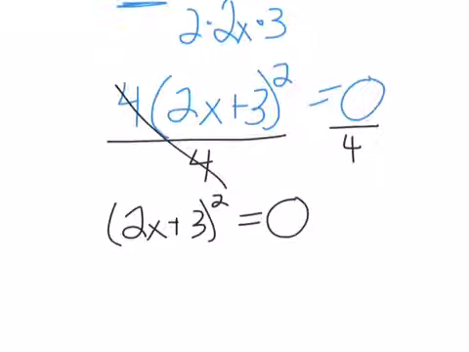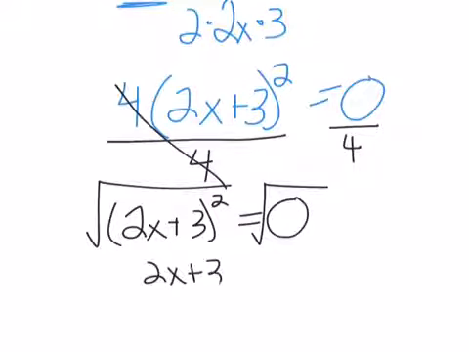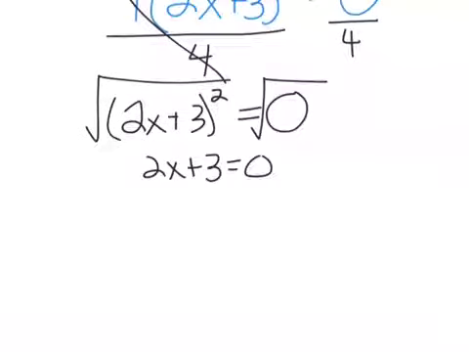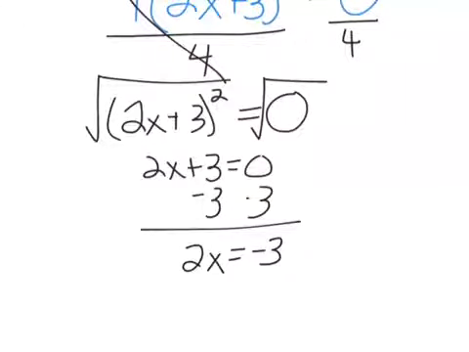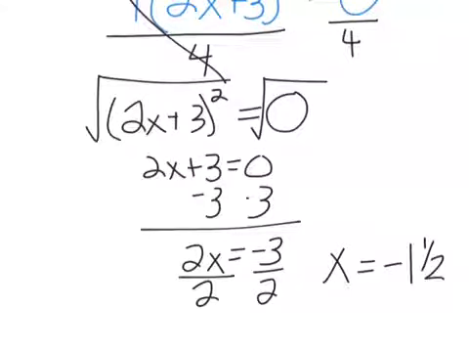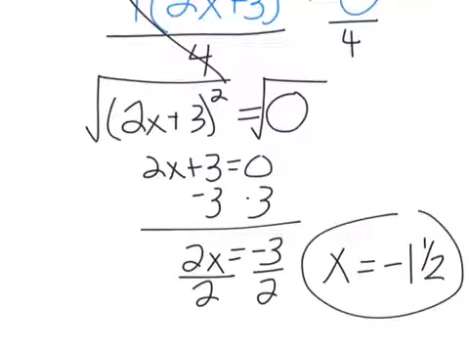And now I'm ready to take that square root, because that squared part is all by itself. So I end up with 2x plus 3 equals 0, and I am ready to solve my equation. I'm going to subtract 3 on both sides, getting me 2x equals negative 3, divide by 2, and x equals negative 1 1/2, which again means this is the x coordinate of my vertex for this problem.